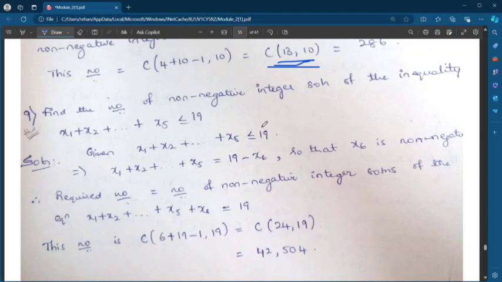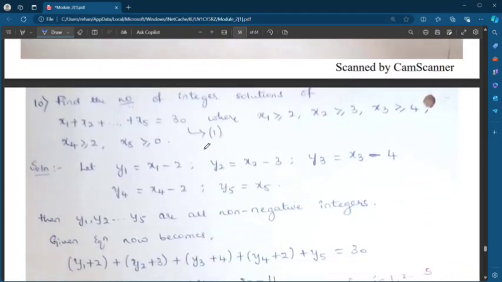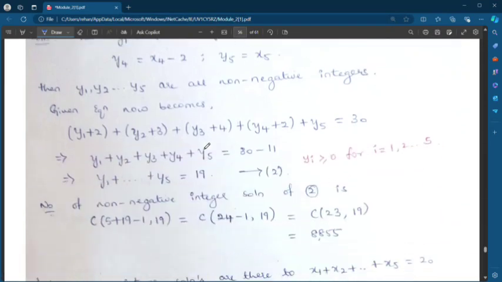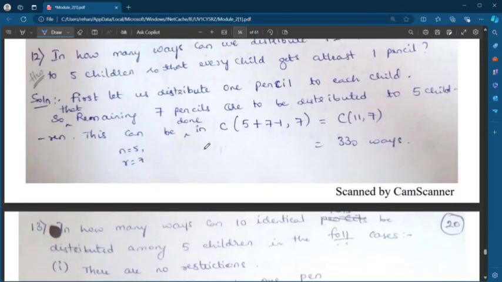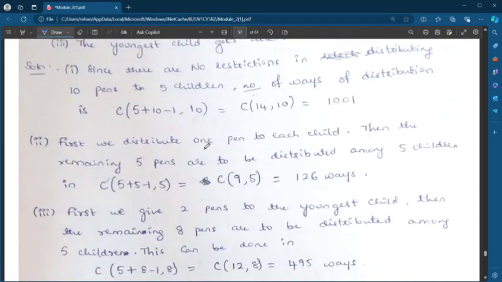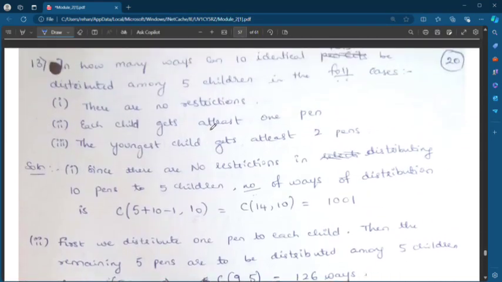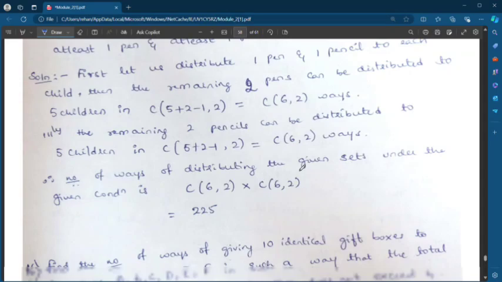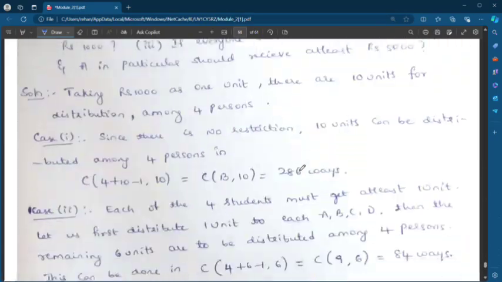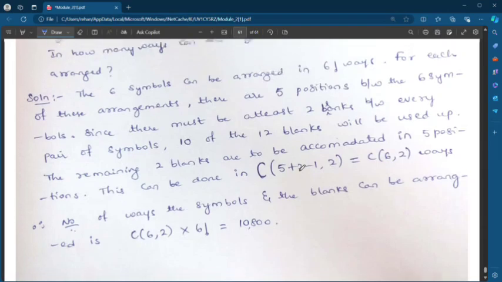Then here find the non-negative inequality. See this one, 10th one. See, of which question you have doubt, let me know. I'll solve that. I'm keeping it displaying one by one. This one is kind of interesting, there are no restrictions. Each child gets at least 1 pen. The youngest child gets 2 pens. This I'll solve separately if you want, because this completes our actual syllabus.